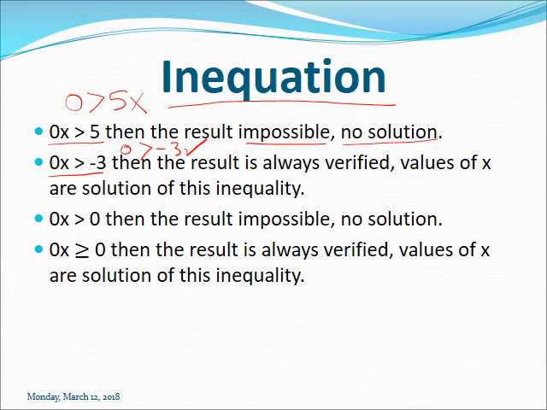If 0x greater than 0, like 0 greater than 0, it's wrong. Then the result is impossible: no solution. If the inequality 0x greater than or equal to 0, like 0 greater than or equal to 0, it's correct. Then the result is always verified. All values of x are solutions of this inequality.